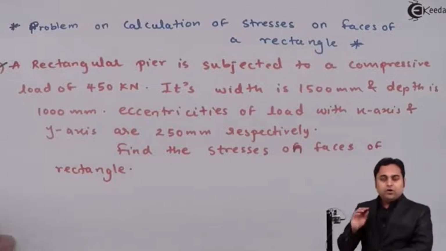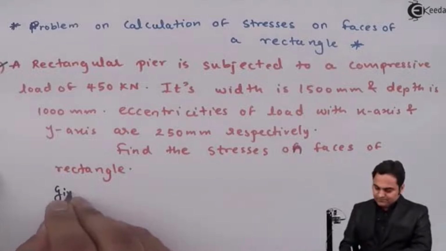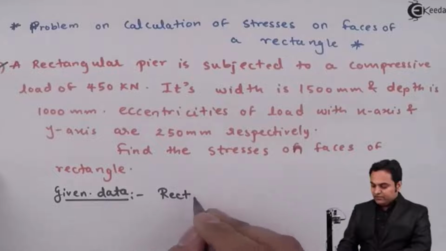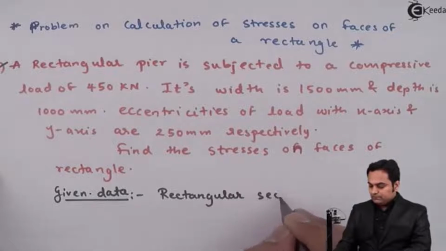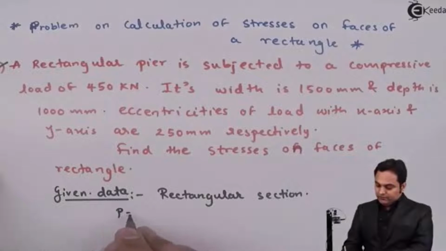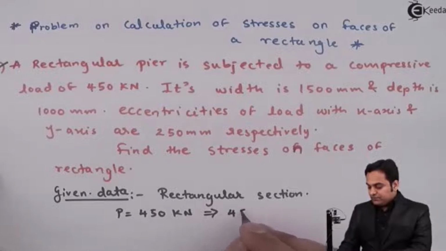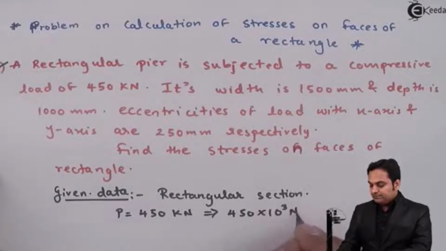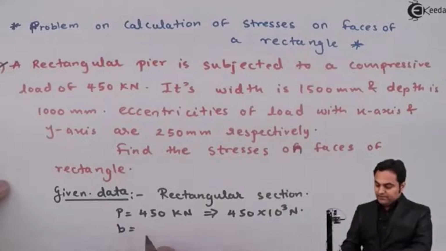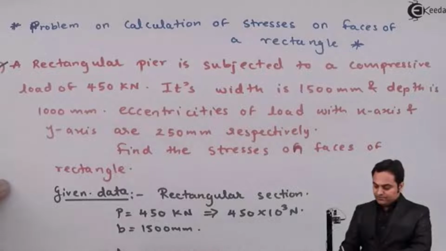This is the question. Whatever is given here, I'll write that in the form of data first. Let us get started. It is given that here we have a rectangular section. Next, it is subjected to a compressive load, I'll write the value of load P as 450 kilonewton. So it is 450 into 10 raised to 3 Newton. Then its width is denoted by B, 1500 mm, and depth is 1000 mm.